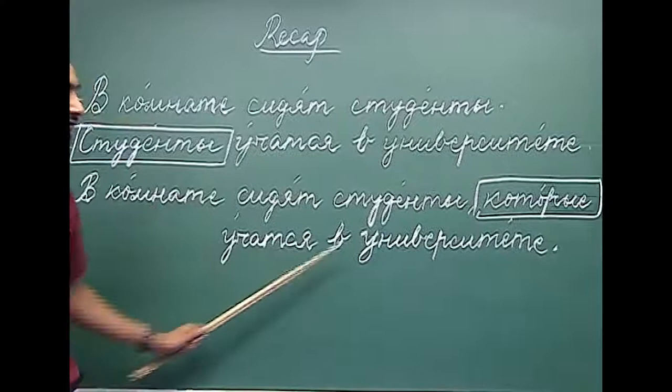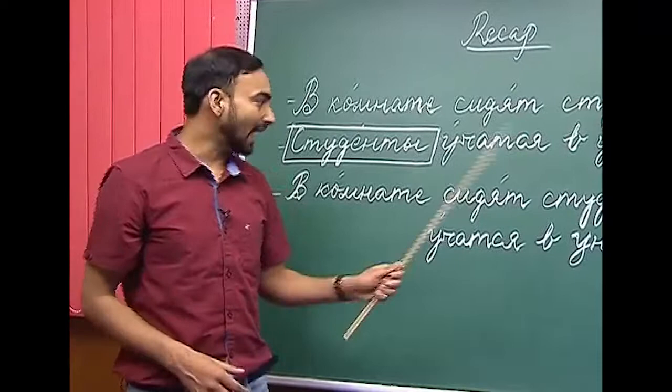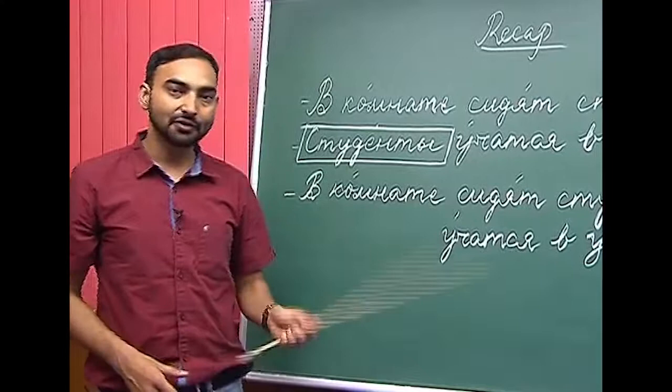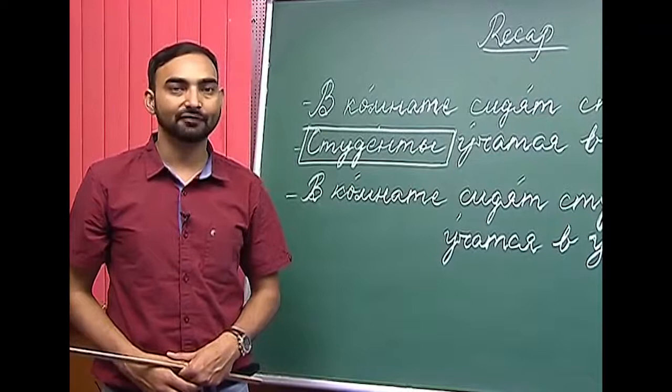So, that is how we use katori. To use katori, you have to first find out the noun that katori is going to refer to and the number, gender and case of that particular noun. And we will use the corresponding form of katori to use it as a conjunction. So, that is all about the revision part. We will move on to the topics that we are going to learn today.